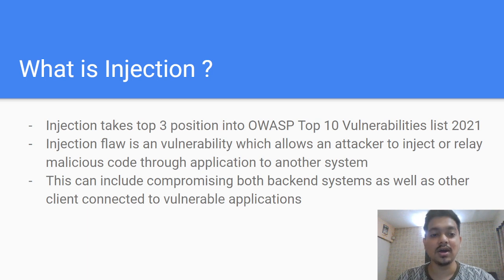What is injection? Injection takes the third position in the OWASP Top 10 vulnerabilities list 2021. An injection flaw is a vulnerability which allows an attacker to inject malicious code through one application into another application. This can include compromising both the backend system as well as the clients connected to that particular vulnerable application.